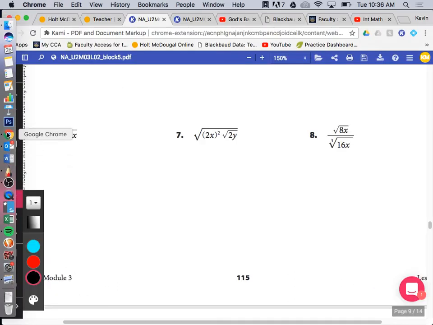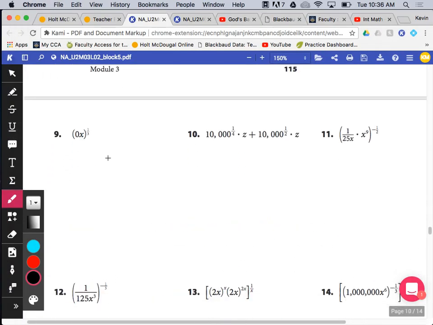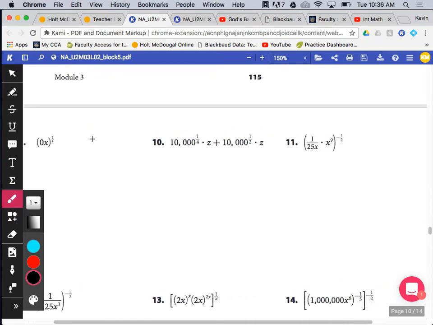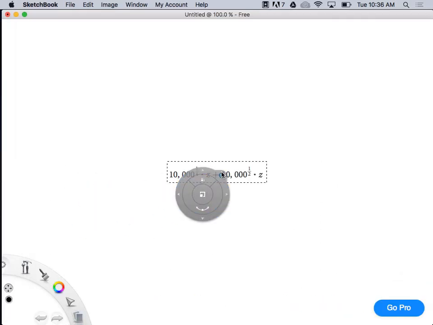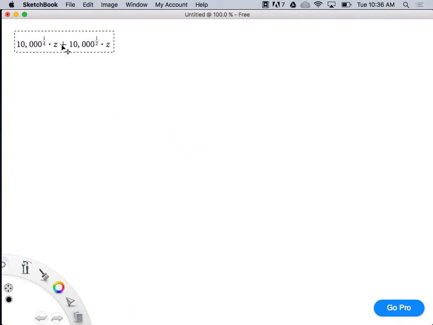Next one. Okay, 0x to the 1 third. What's the answer? 0. Good. All right. We already did this one. No, we didn't. We didn't do this one. Yeah. All right. Never said that.